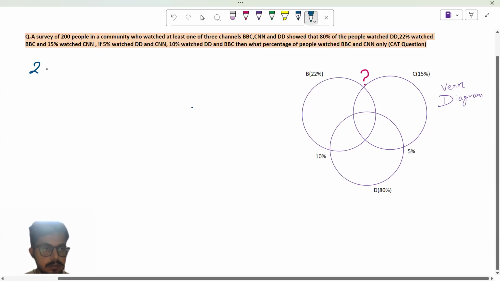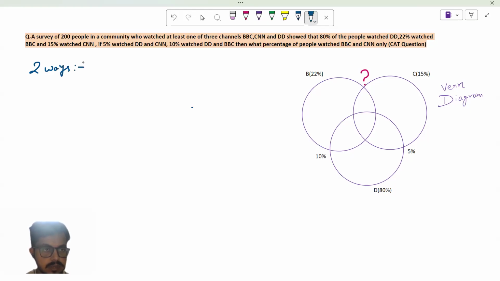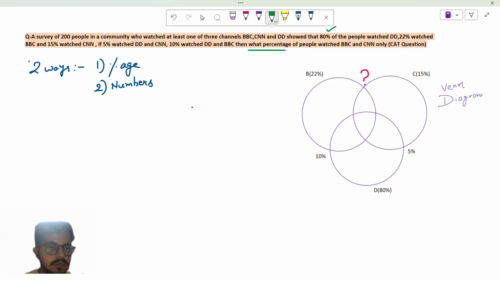There are two ways of doing a Venn diagram problem. First is the percentage way, and second is taking the numbers given in the data of the question, right? So what I have tried here is taking the percentage because it seems easy in many questions, and since we have been given the percentage here and the answer has been asked in percentage, it would be better if we focus on the percentage, right? So these are the ways of doing a question which comes from Venn diagram.